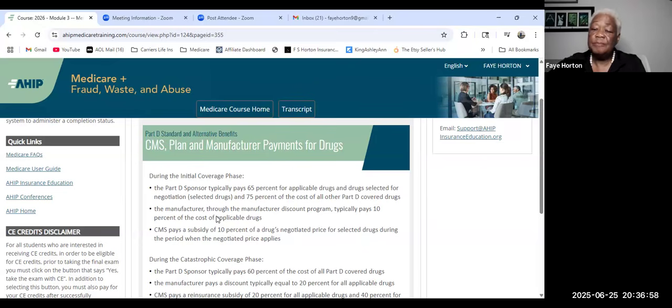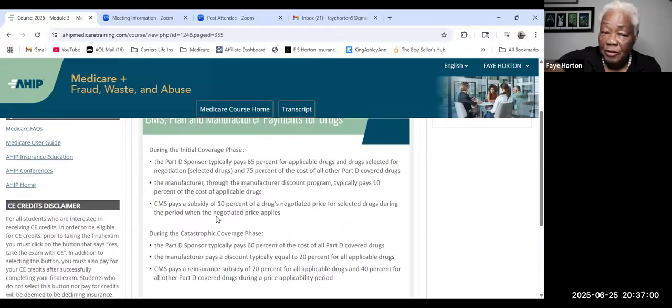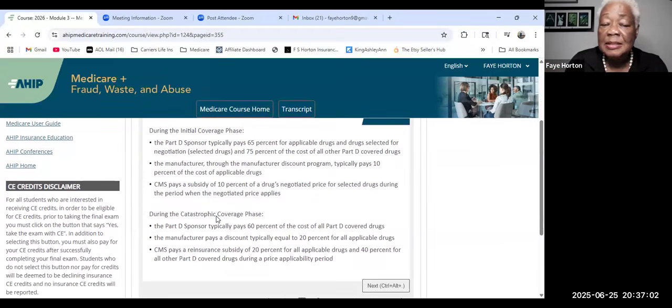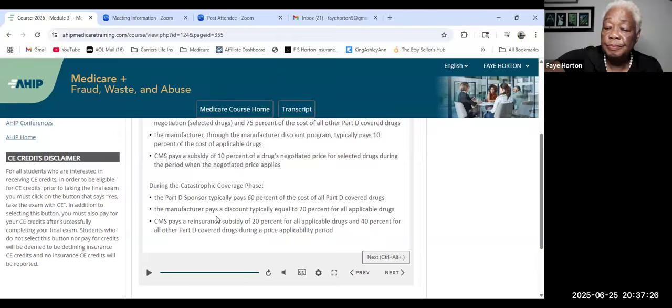price applies. During the catastrophic phase, the Part D sponsor typically pays 60%, the manufacturer pays 20%, and CMS pays a reinsurance subsidy of 20% for all applicable drugs and 40% for all other Part D covered drugs during a price applicability period.